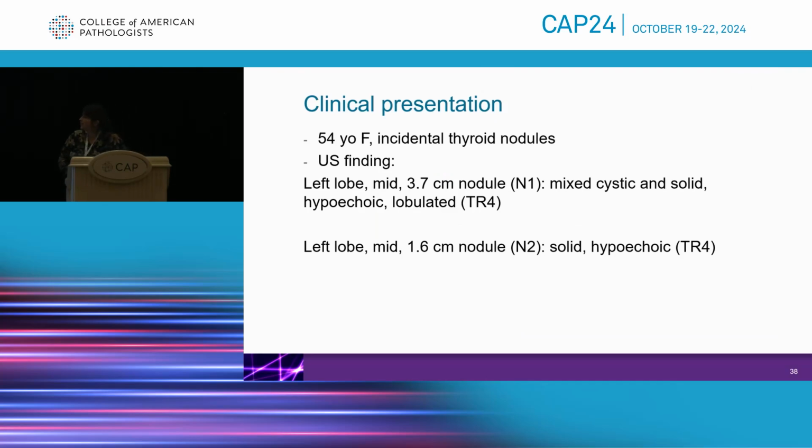This is a 56-year-old female. She was found to have incidental thyroid nodules, and in this particular case, she had two nodules that were identified in the left side. One measured 3.5 centimeters. It had a mixed cystic and solid consistency. It was hypoechoic and lobulated. And immediately adjacent to it, in the same area, abutting or coming off it, was a second nodule that measured 1.6 centimeters. It was solid and hypoechoic. Both of them were TI-RADS 4.